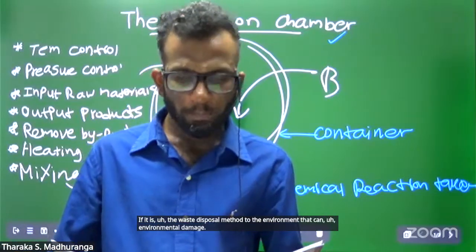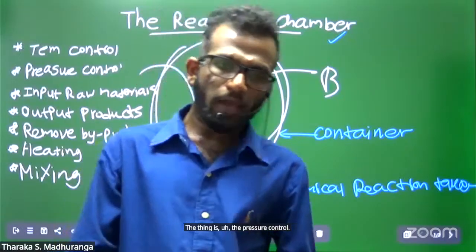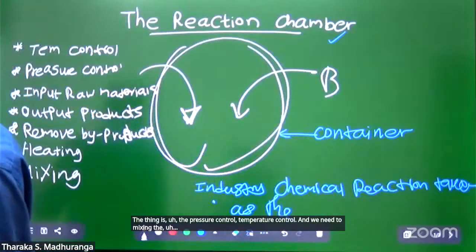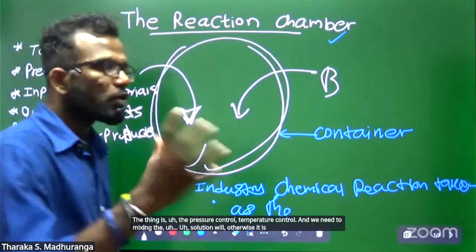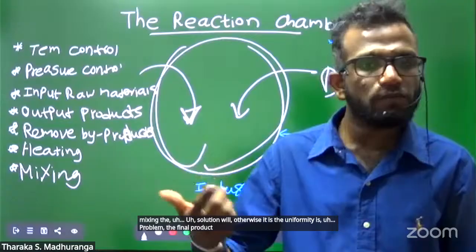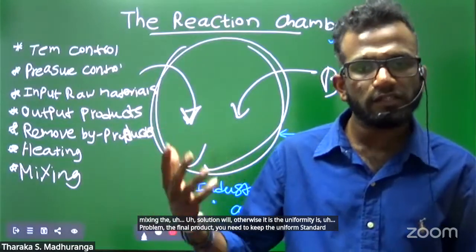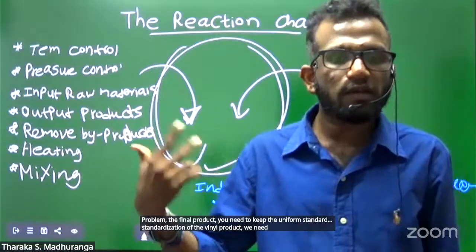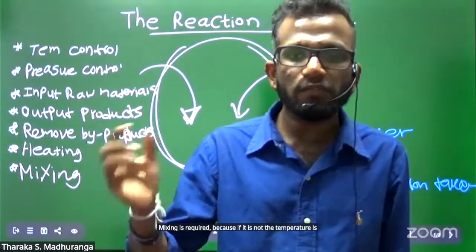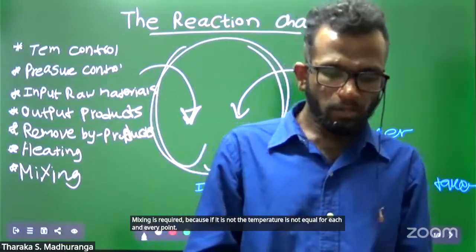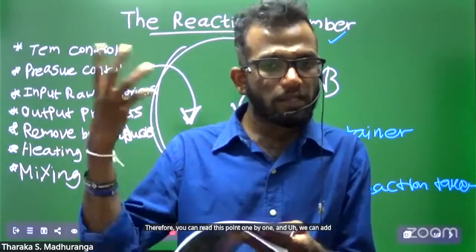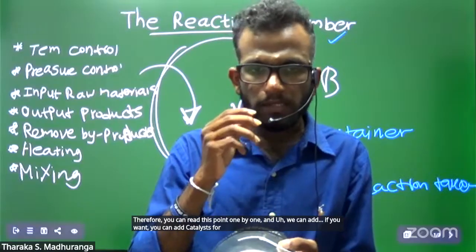Other things are pressure control and temperature control, and we need to mix the solution well. Otherwise, uniformity is a problem. For the final product, you need to keep standardization. Mixing is required because if not, the temperature is not equal at every point. You can read these points one by one, and if you want, you can add a catalyst to increase the rate of the chemical reaction.